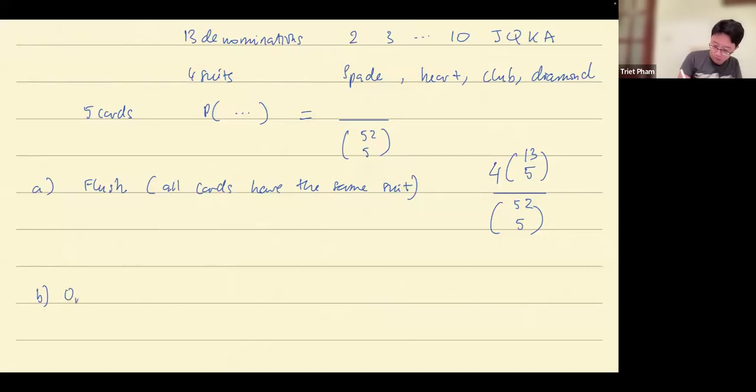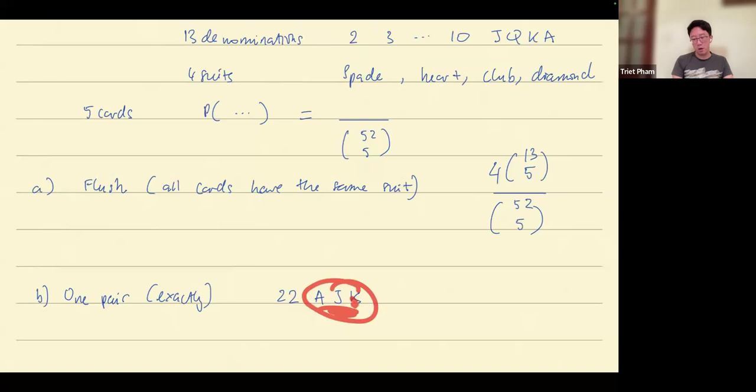Now, one pair. This one is slightly harder because one pair means exactly one pair. By the way, one pair means something like 2-2, and then ace, jack, and king. That's one pair. If you're not careful, you might include a second pair, or another pattern like one pair and three of a kind, which is a full house. So this is one pair only, nothing else. In other words, all three other cards must be different.